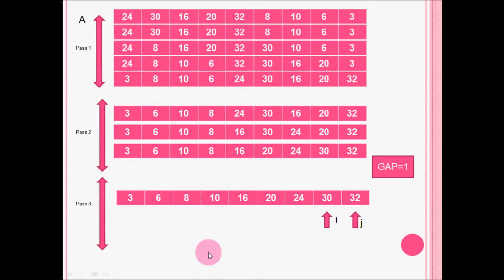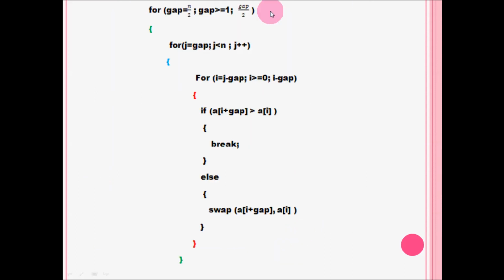Let's see how the algorithm works. So this is the gap of 0, and when the gap is 0 the sorting algorithm ends. So this is the algorithm. First we have to arrange 3 for loops here. The first for loop is to change the pass. The second is to move the j, and the third is to move the i. Let's discuss this for loop.